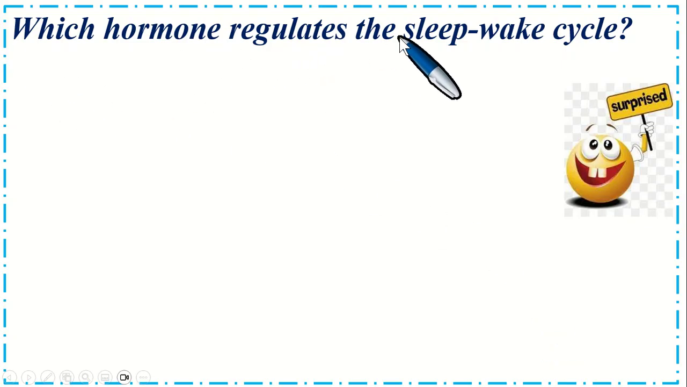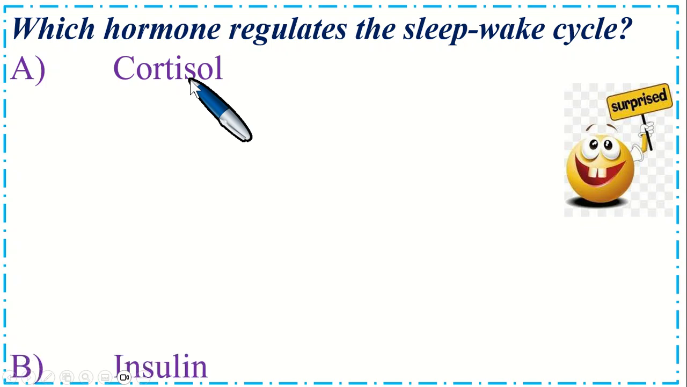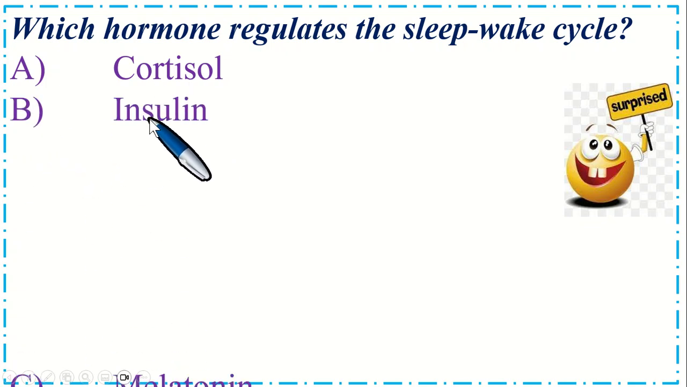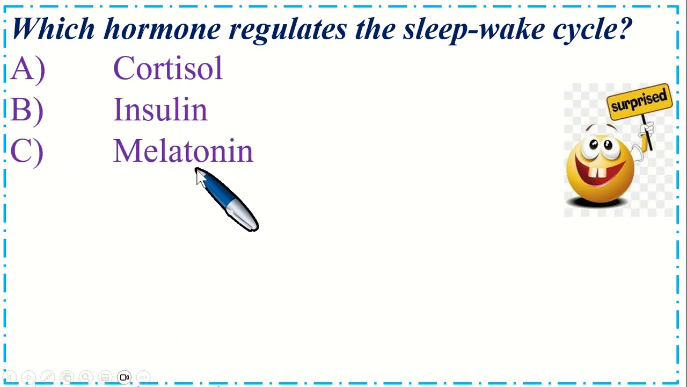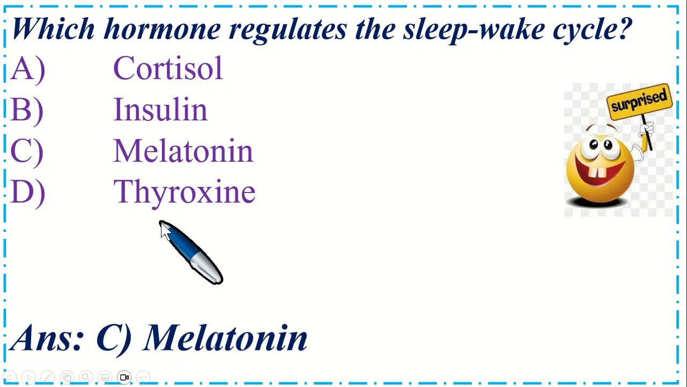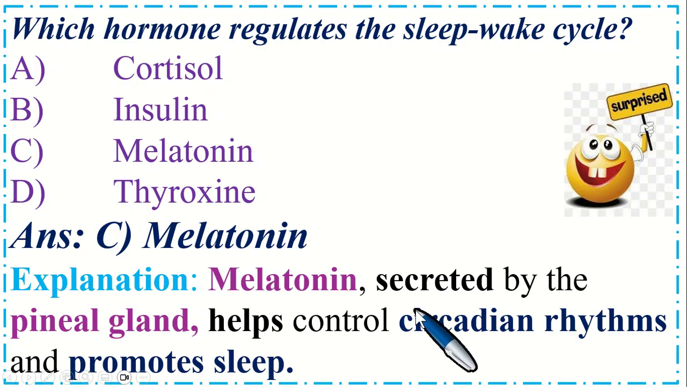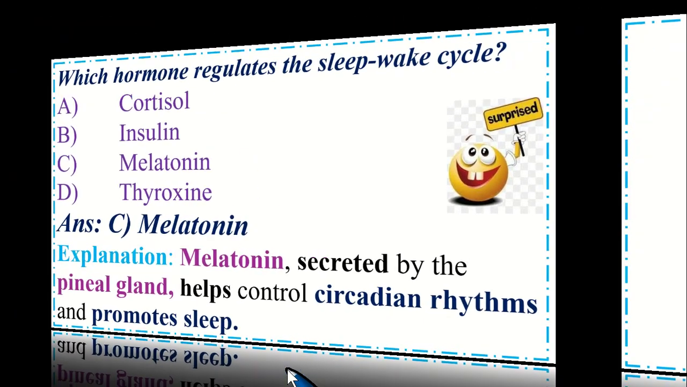Which hormone regulates the sleep-wake cycle? Option A cortisol, B insulin, C melatonin, and option D thyroxine. So the correct option is C melatonin. Melatonin, secreted by the pineal gland, helps control circadian rhythms and promote sleep.